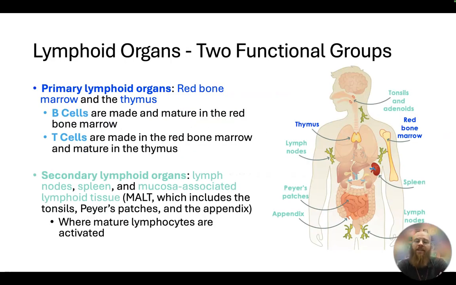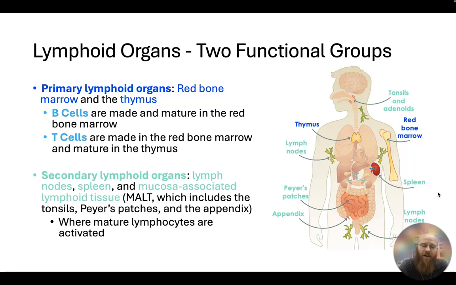And now we're going to get into our lymphoid organs, the other key players in this system. They're broken down into two functional groups. You can see all of them labeled and their relative locations in the diagram over here on the right. You've got what we would call primary lymphoid organs. These are your red bone marrow and your thymus. When I say primary, I mean initial in terms of your lifespan, initial contributors to this system.